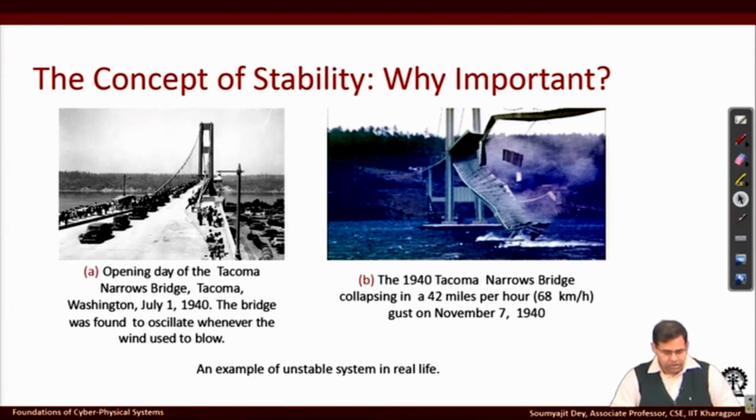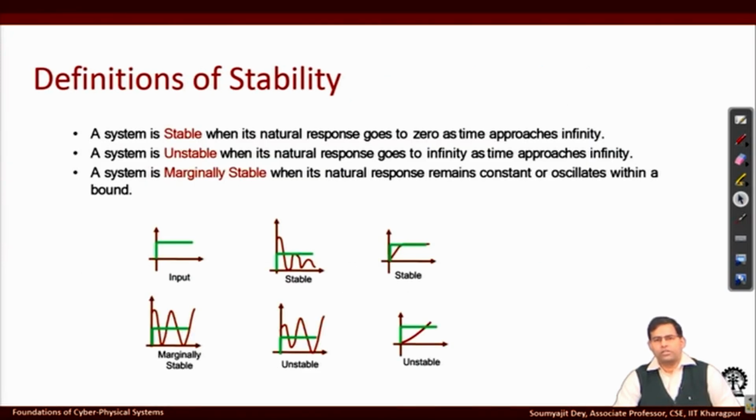For example, here you have some illustrative examples taken from some well-known control theoretical literature. So we are showing that, well, there was a bridge built in Washington, and it was found to oscillate whenever wind used to blow, and eventually the bridge collapsed because the design of the system was not inherently stable. The designers failed to make the system stable with respect to perturbations from wind noise and other weather conditions. So based on this, we can have this kind of a pictorial description.